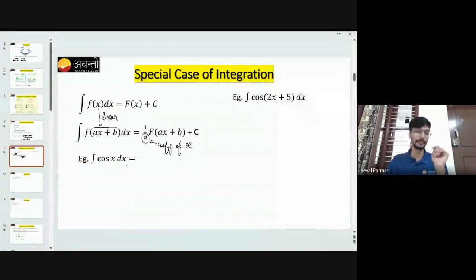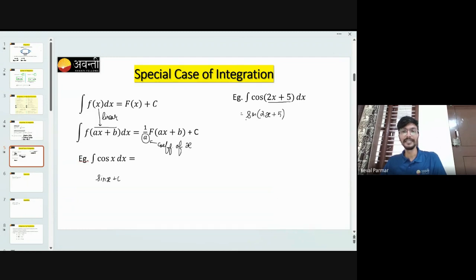So basically we have to just divide by the coefficient of x. Let's say suppose integration of cos x. We know integration of cos x, as we saw in the previous sum, was sin x plus c. So what if in place of x we have 2x plus 5? Then it will be sin of 2x plus 5. We just have to divide by the coefficient of x, which is 2, plus c. Got it? So sin of 2x plus 5, the whole upon 2, plus c is my answer.